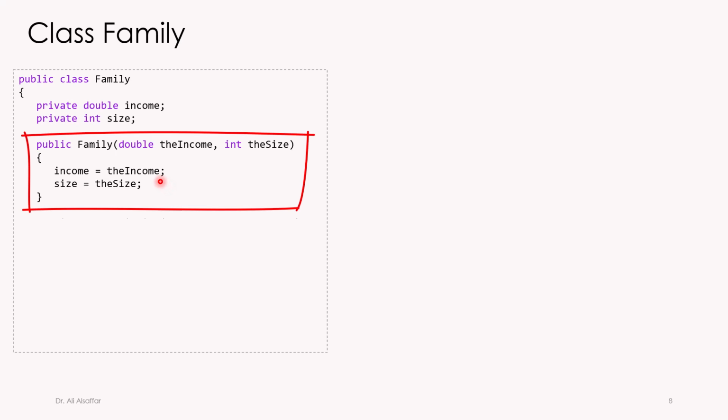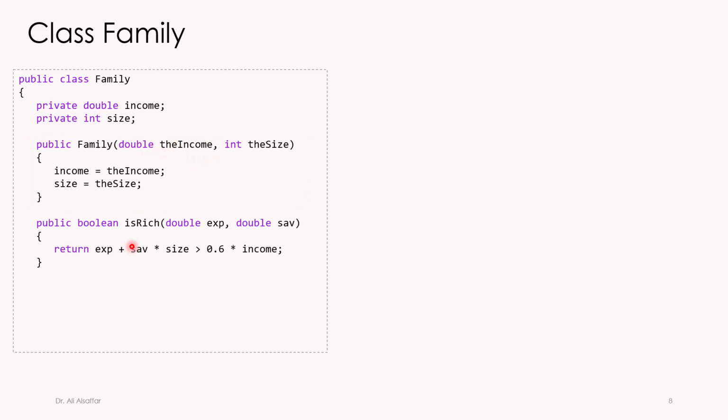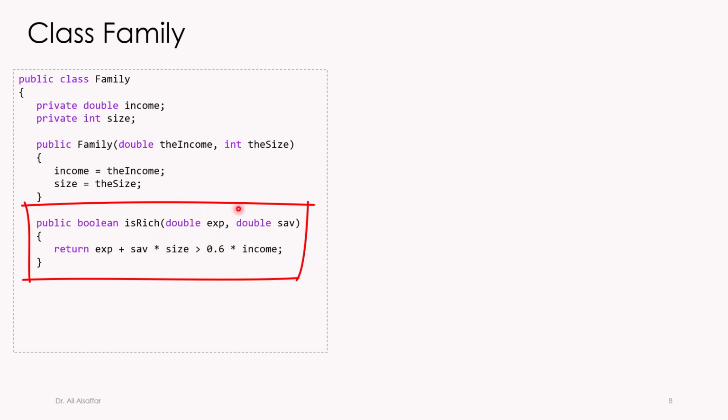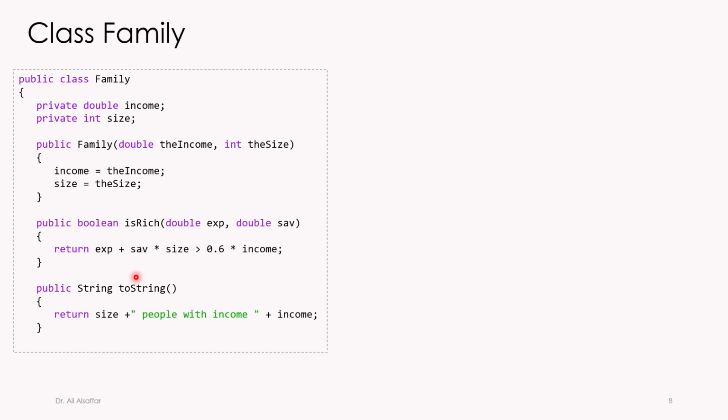First is the constructor. As we said, it initializes the data members income and size through the parameters. Next is the Boolean method isRich. As you see, it has two input parameters, expenditures and savings. And it compares expenditure plus saving multiplied by the size of the family with 60% of the income. If it is greater than 60% of the income, this expression will return true. Otherwise, it will return false. So this method can tell us whether the family is rich or not rich.